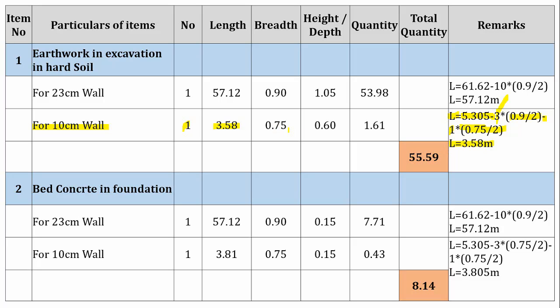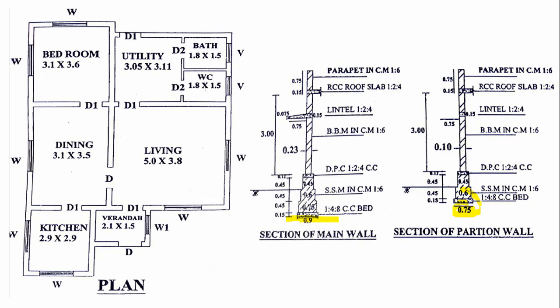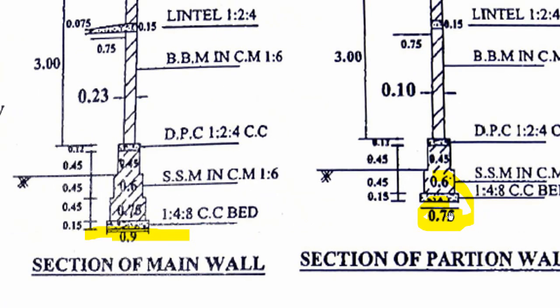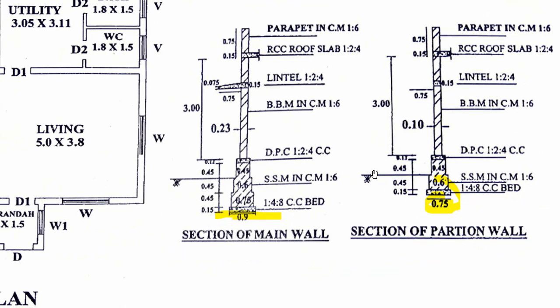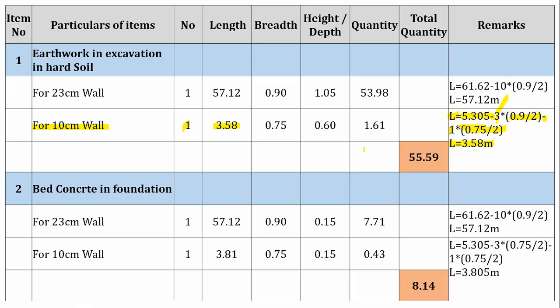3.58 we have. Next you have to multiply by width and depth. So if you see, width is 0.75, depth is 0.45 plus 0.15. So you will get 0.75 plus 0.6. If you add this up, you will get the answer as 55.59 cubic meters. Next we will go to the bed concrete in foundation.